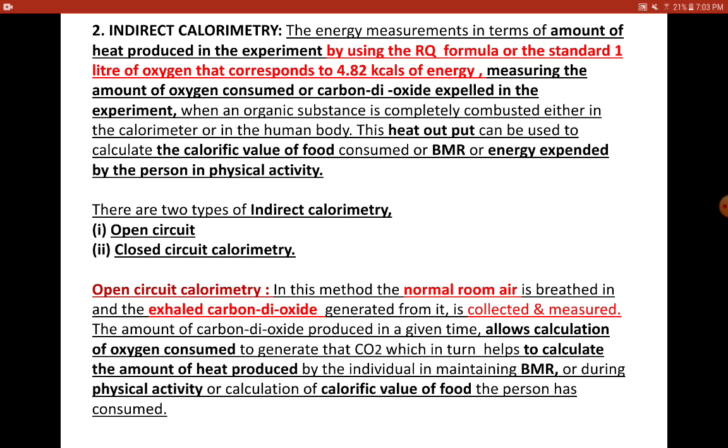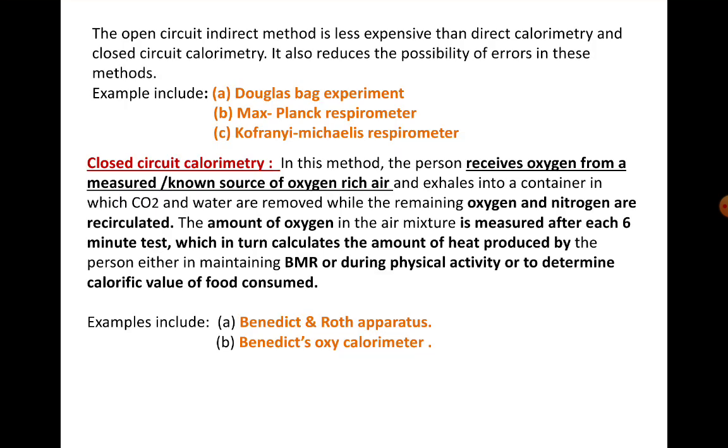Now certain examples of open circuit include open circuit indirect, because here heat is not measured in the experiment directly, but only the volume of carbon dioxide is known, or in some experiments the volume of oxygen will be known. Using theoretical calculations, you will arrive at the heat production. Therefore it is open circuit indirect. Some of the examples include the Douglas bag experiment, Max Planck respirometer, and Kofrani Michaelis respirometer.